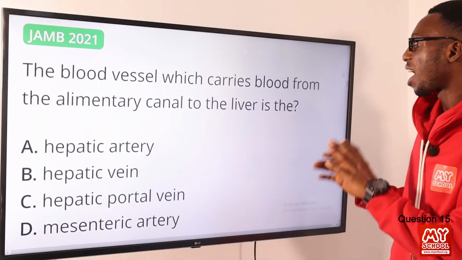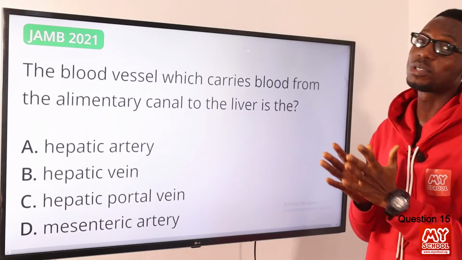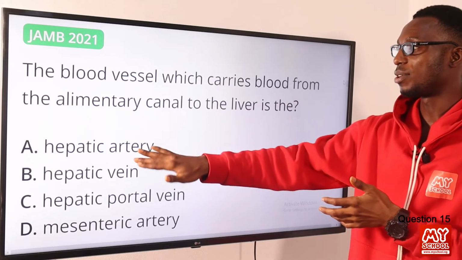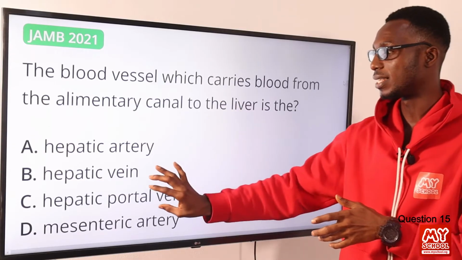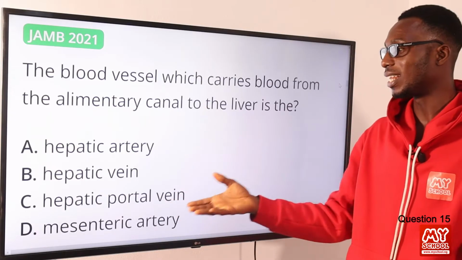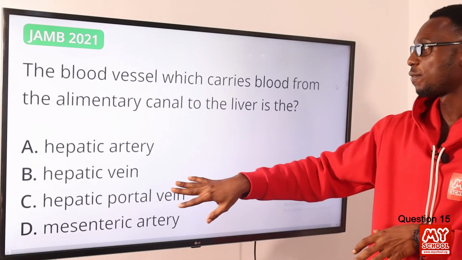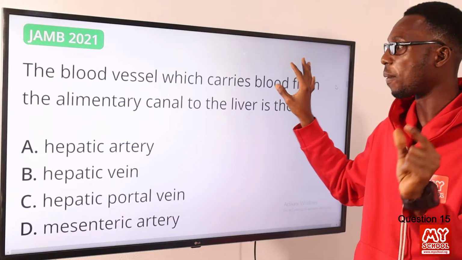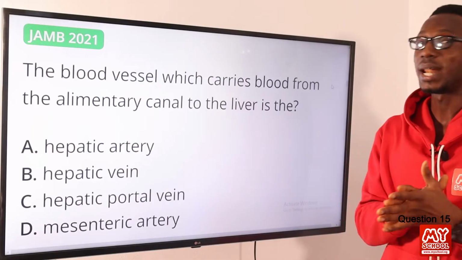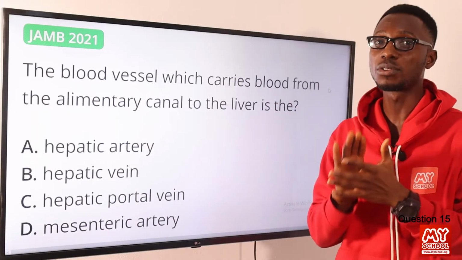15. The blood vessel which carries blood from the alimentary canal to the liver is the hepatic portal vein. We should note that the liver is the only organ that receives a double blood supply. One is from the hepatic artery, which carries oxygen-rich blood to the liver. The other carries digested soluble food from the small intestine via the plasma. Once the digested food gets to the liver, the liver releases it for distribution to all other body parts. The hepatic portal vein carries blood containing digested soluble food from the alimentary canal to the liver, while the hepatic artery carries oxygen-rich blood to the liver.